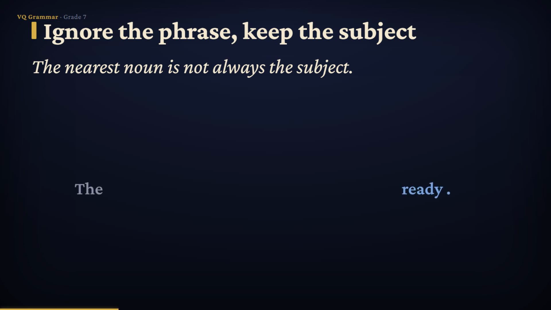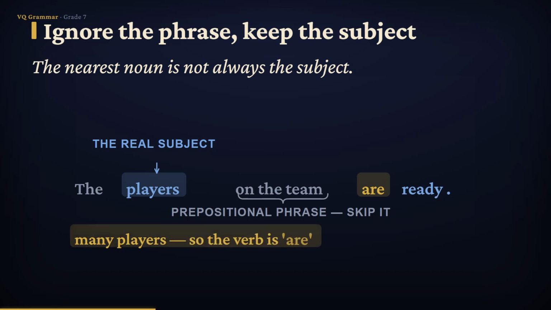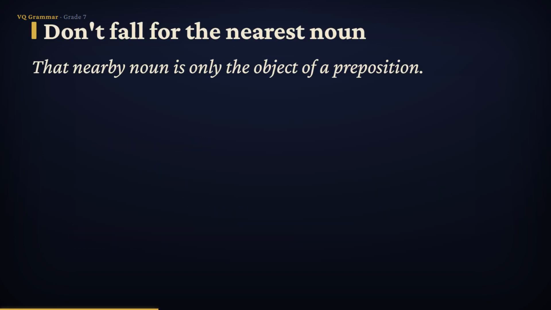Here's another one. The players on the team are ready. Watch that middle again. On the team is a prepositional phrase, and they slip right in between the subject and the verb. So we cross it out and set it aside. Team is singular, and it sits closest to the verb, so it's tempting, but team is only the object of the preposition. The true subject is players, and players is plural. That means the verb is are, not is. The players are ready.